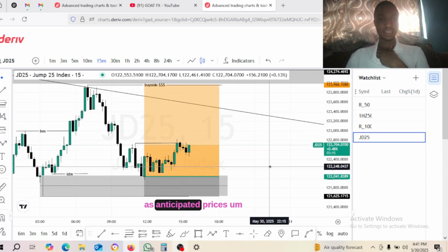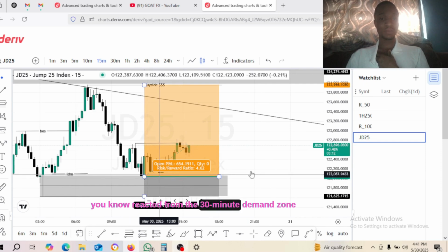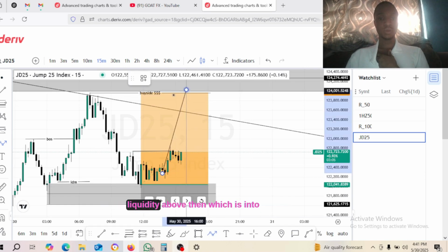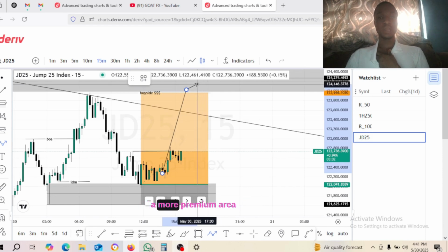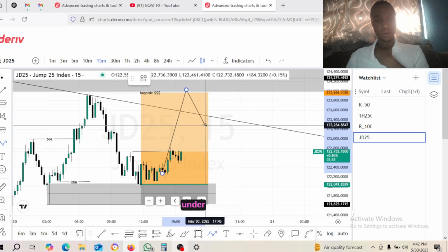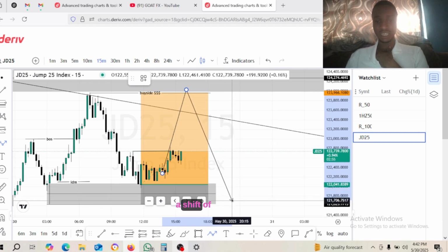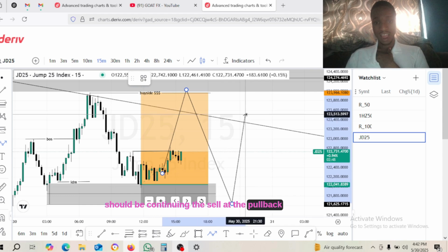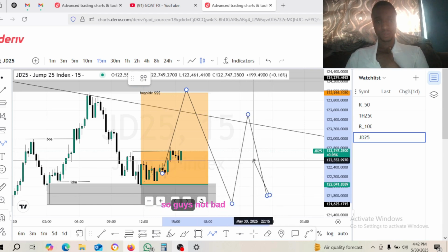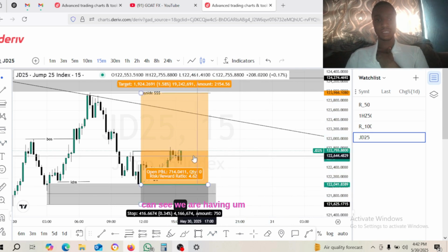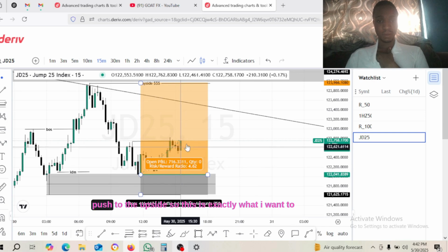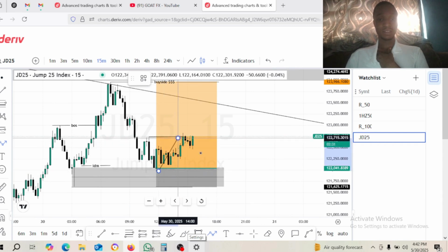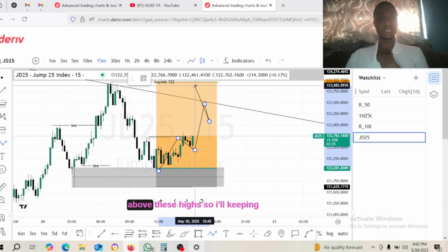You can see, as anticipated, price has reacted from the 30 minute demand zone, and we want price to further its movement up to these highs, sweeping liquidity above, then retrace into a more premium area on the 8 hours supply zone, and we will be expecting a shift of structure, of character. Then we should be continuing the sell at the pullback to the 8-hour supply area. So guys, not bad. You can see we are having a push to the upside. So this is exactly what I want to see. Slow bullish retracement into that zone, sweeping liquidities above these highs.